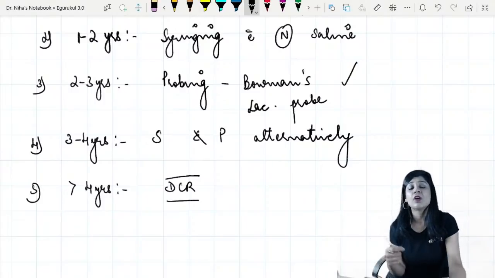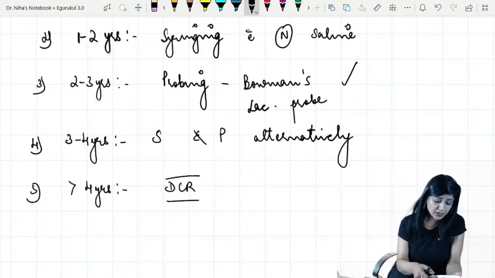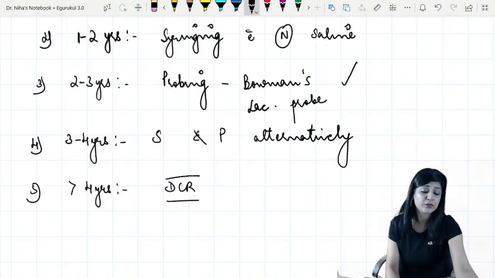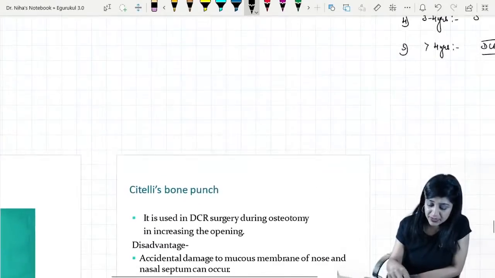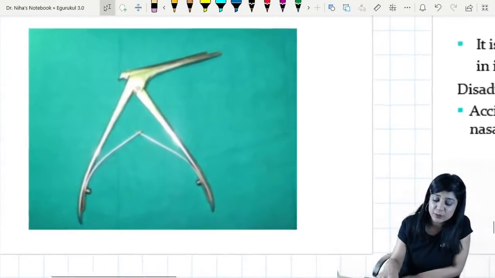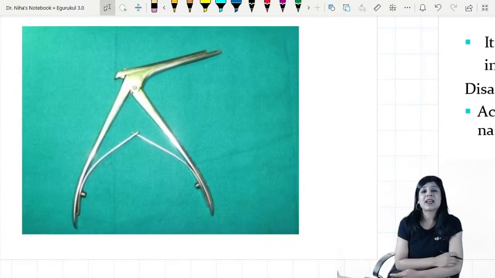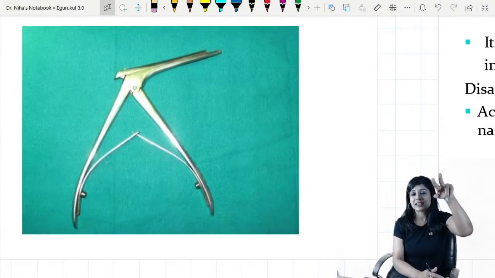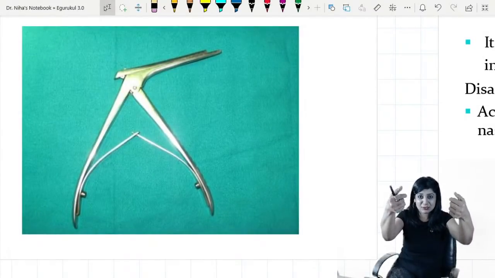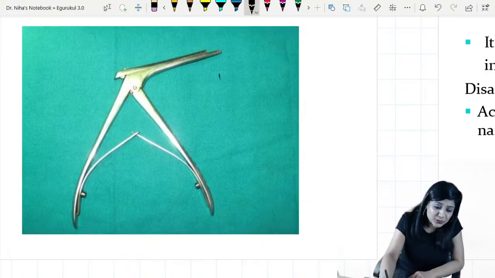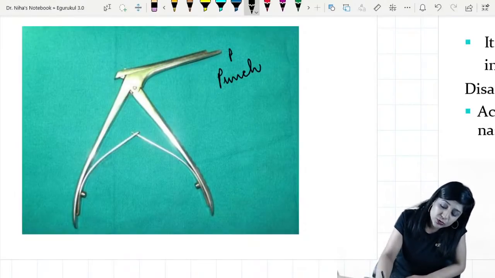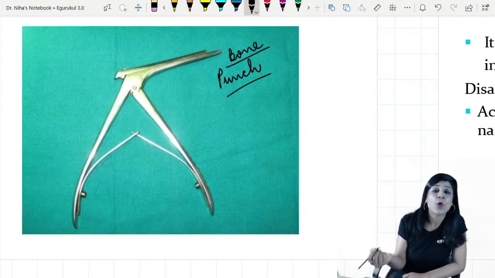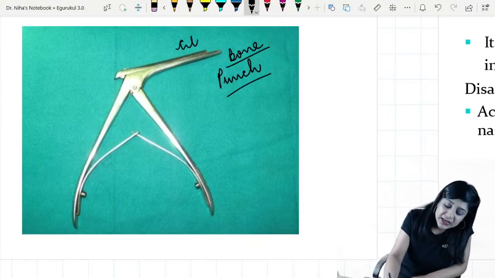So this is how we are treating the cases of congenital dacryocystitis. Okay. Then coming to the next one. Now this is again an instrument that we are using in the DCR. Can you see? This is an instrument resembling the punching machine used for punching papers. This punch is used for cutting of the bone. So this is a bone punch, and its full name is Citelli's bone punch.